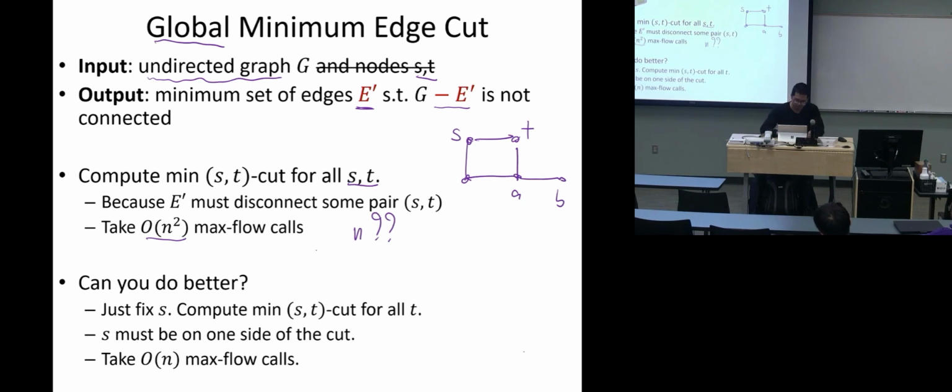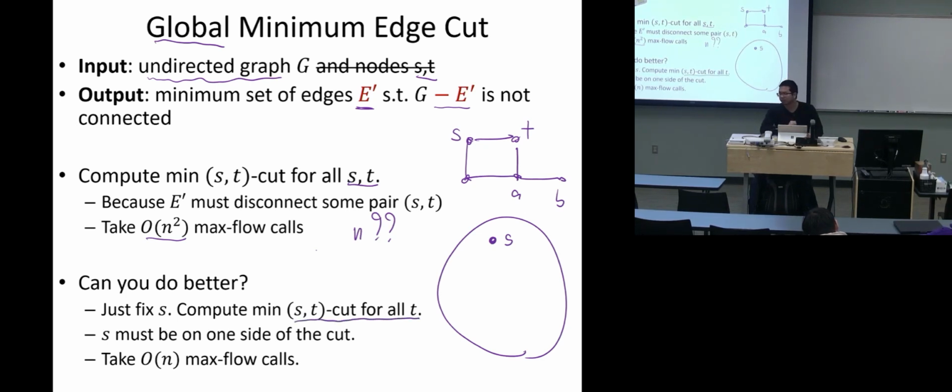Why does it work? I fix some node S and compute the st min cut for all t. Why is this okay? Suppose that there is a global min cut. The global min cut might look like this, or like this. It must be somewhere in the graph, but it will disconnect S from some node, for sure. S is on one side of the cut regardless, and this cut will disconnect S from some node.